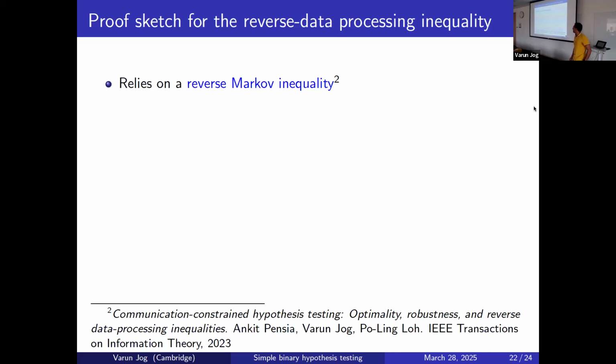All of you are probably familiar with Markov's inequality: if you have a non-negative random variable, then the probability that X is greater than some t is upper bounded by the expectation of X over t. It gives you a basic tail bound on a random variable with finite expectation.